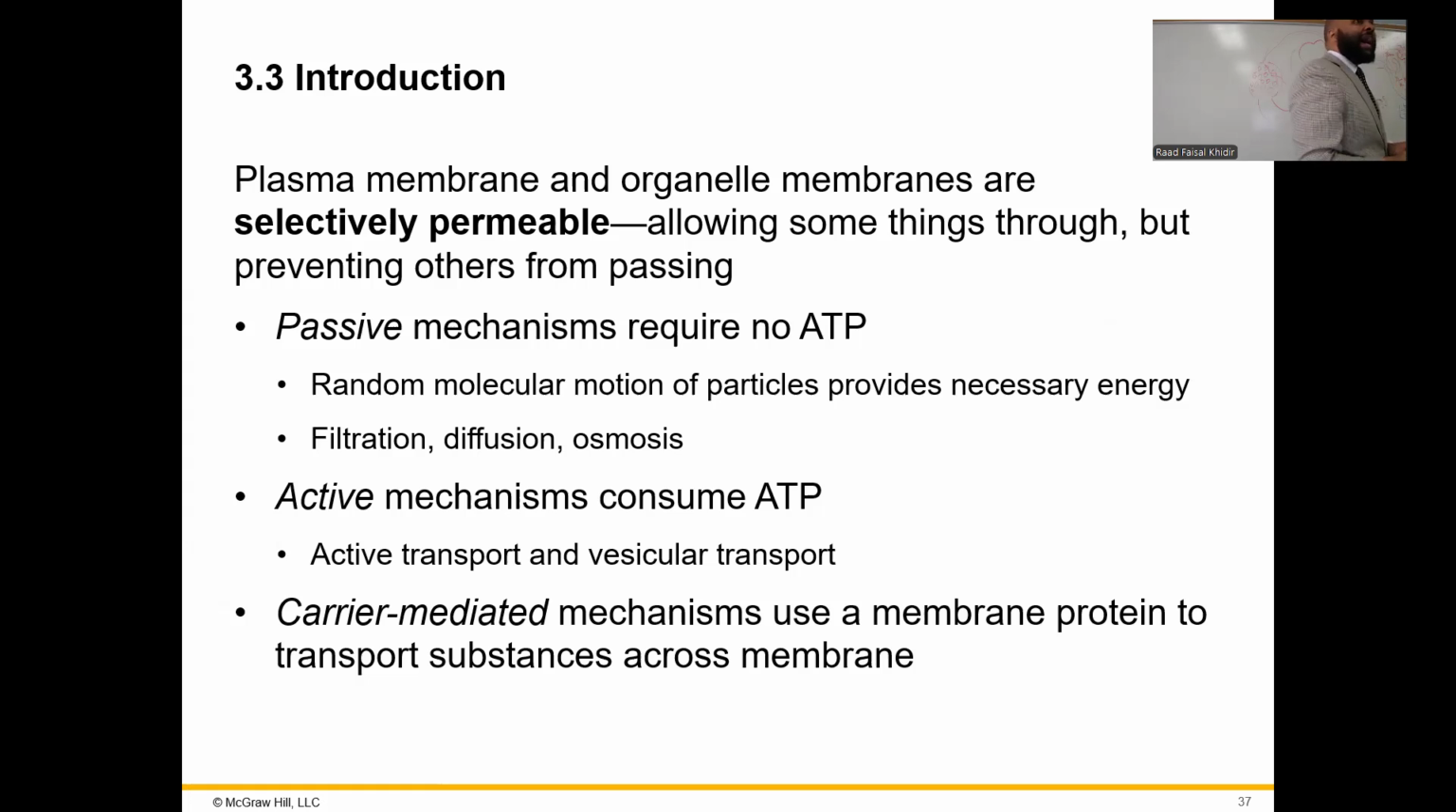Yes, exactly. The gradient doesn't start the process. The gradient is there when the process is needed. It facilitates the process. Can you give an example, please, of when depolarization would be needed?